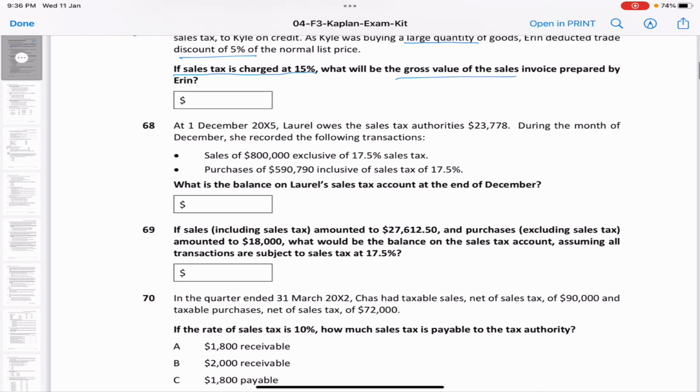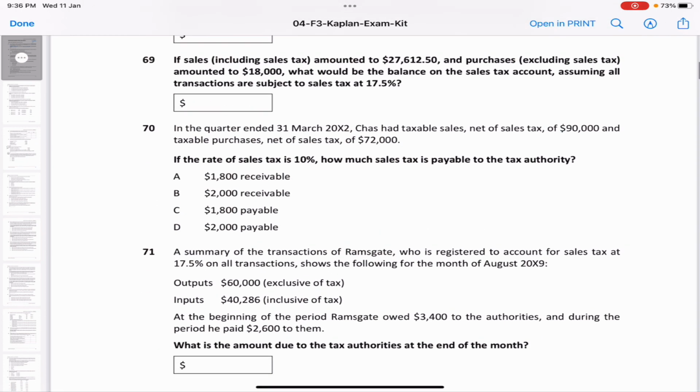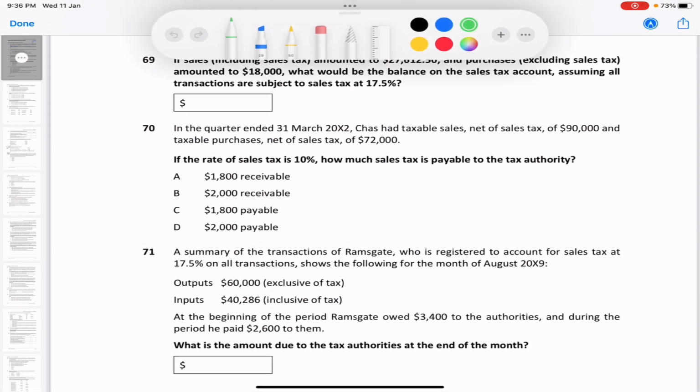One more thing: if in the question we are ever given taxable sales, try to understand the actual logic of it. What do you understand by taxable sales? What does that imply? It implies that the sales are taxable, but tax is not charged in it yet. That is what is being implied. Now that you understand how to do this, the answer is 1800, which is payable.